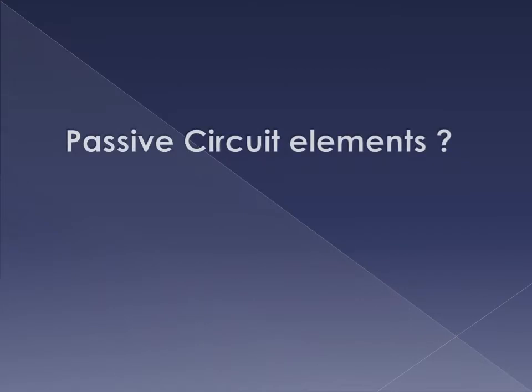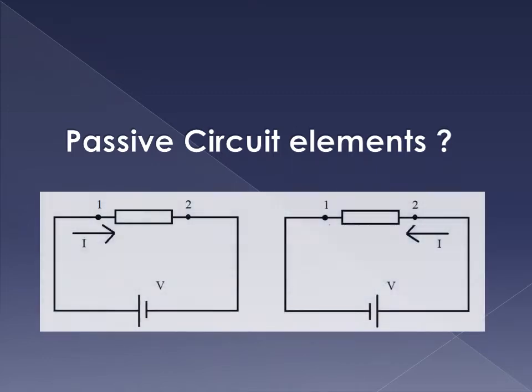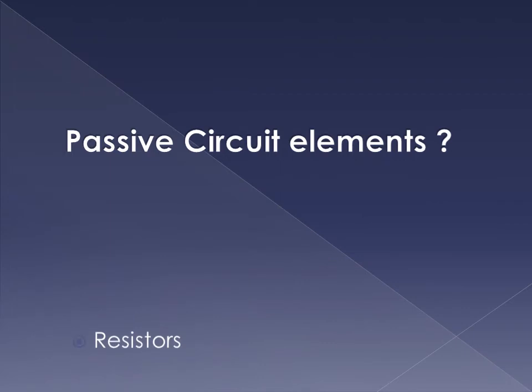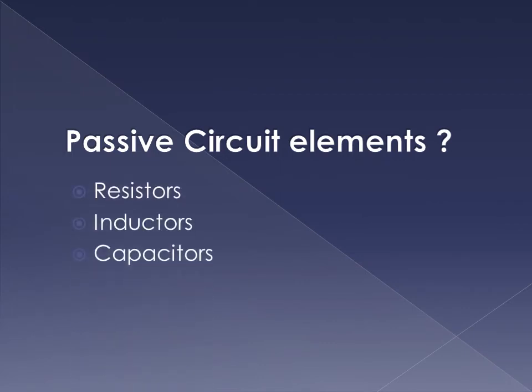Now, what is a passive circuit element? A passive circuit element refers to any device or component which does not introduce gain or does not have directional function. In other words, such components conduct current in either direction and therefore are known as bilateral devices. In actual practice, the most commonly used passive circuit elements are the following three types: resistors, inductors, and capacitors.